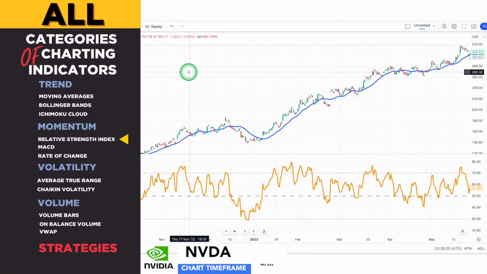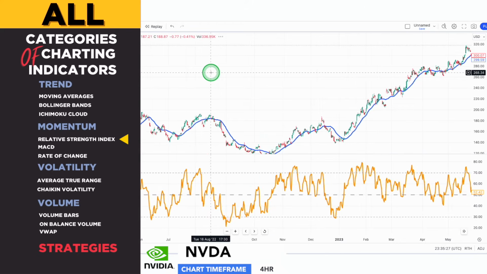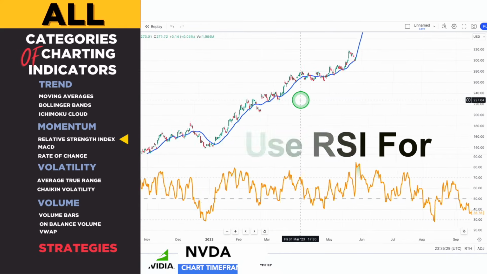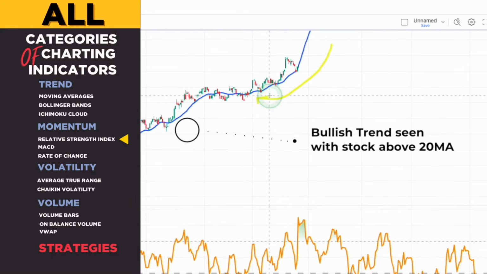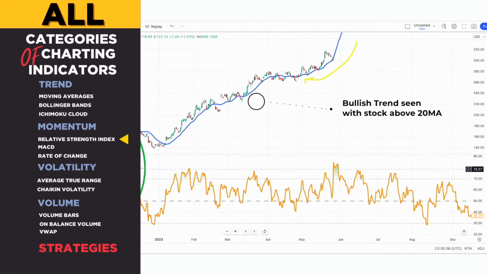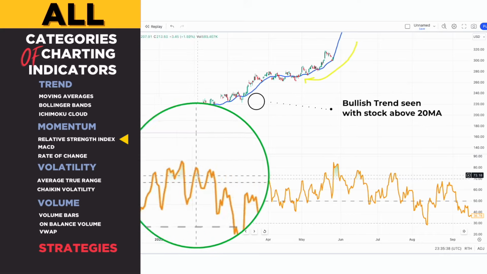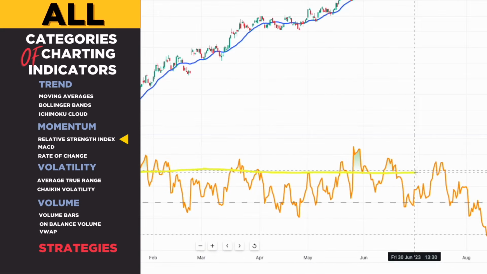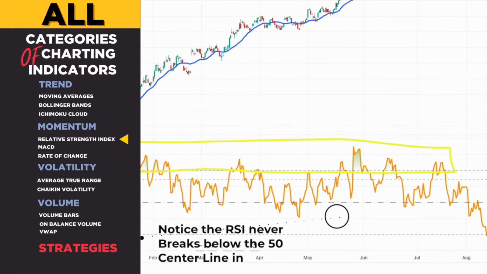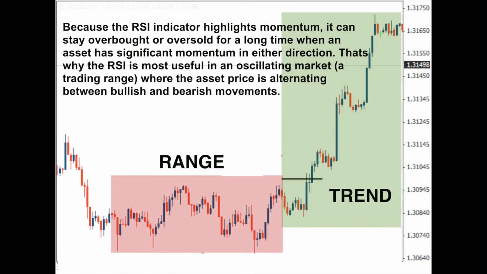So let's just look at an example trade using the RSI indicators. The stock is going to be NVIDIA Corporation, and the time frame is going to be 4 hour. To use the RSI indicator for a trend continuation, you're going to want to identify the current trend and then look at the RSI levels. So if you're in an uptrend and you're looking for a continuation, look for the RSI to stay above 70. Now that's going to signal that the stock is overbought, but at the same time, more than likely it's going to continue because the RSI can stay overbought and oversold for a while.